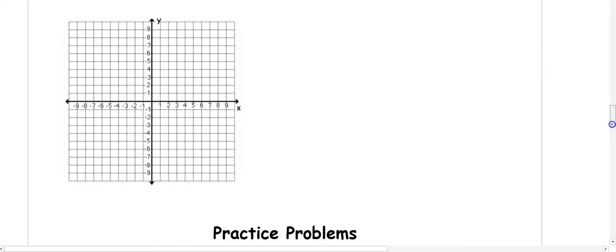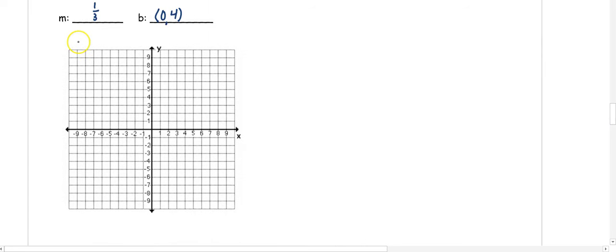So I'm going to go to 0, 4 on the y-axis, place a dot, and then my slope is positive, so I'm going to go up 1 and right 3. I'm going to do that twice. And then I can use those dots to connect and draw my line. Make sure that all of your lines have arrows added onto each end of them when you are done connecting your dots.